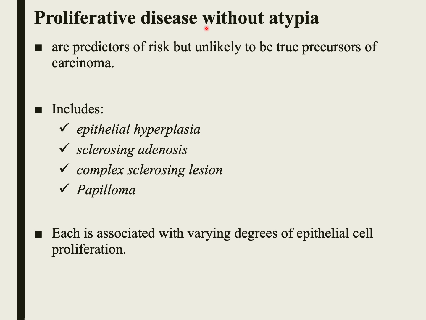This group includes epithelial hyperplasia. So in epithelial hyperplasia, the lumen of the duct or the lobule is filled with a mixed population of luminal and myoepithelial cells, but without atypia.